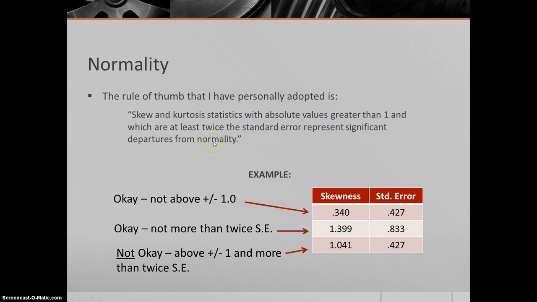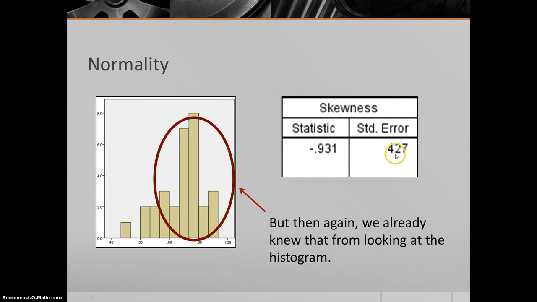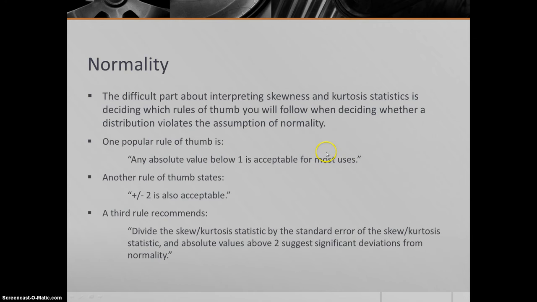The rule of thumb that I like, this is the one that I use, I kind of combine those and I say if the statistic has an absolute value more than 1 and if it's twice the standard error, then it's a significant problem. So here, yes, it's more than twice the standard error, but it's not above 1. So my criteria would say that's still okay.